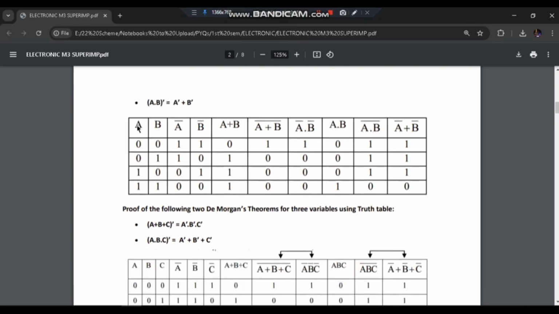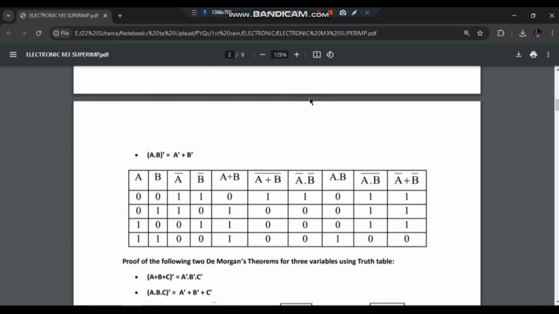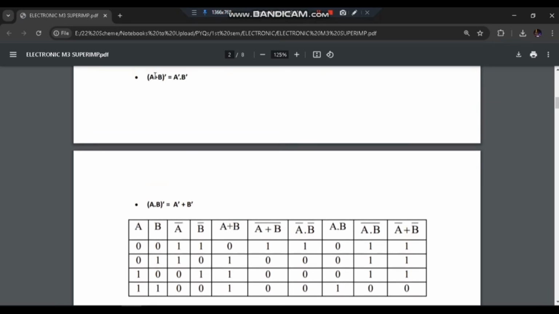First we have a and b here, a bar and b bar. This is a plus b whole bar, a bar or b bar, and a b whole bar, and a bar or b bar. So the equivalent forms are these.